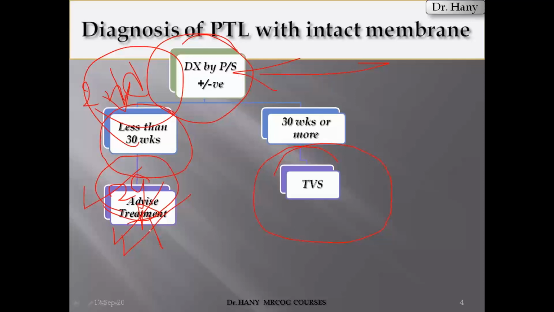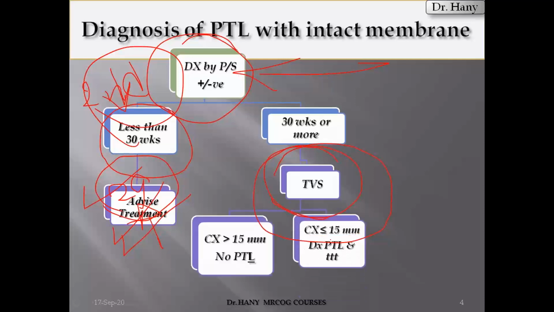It will be glycolysis, dexamethasone, magnesium sulfate, according to the clinical scenario in the question. So less than 30 weeks, advised treatment. More than 30 weeks, the first step is to do a TVS, a transvaginal ultrasound. What will be the finding? Less than or equal to 15 millimeter, 1.5 centimeter, so you will diagnose that it is preterm labor and treat.